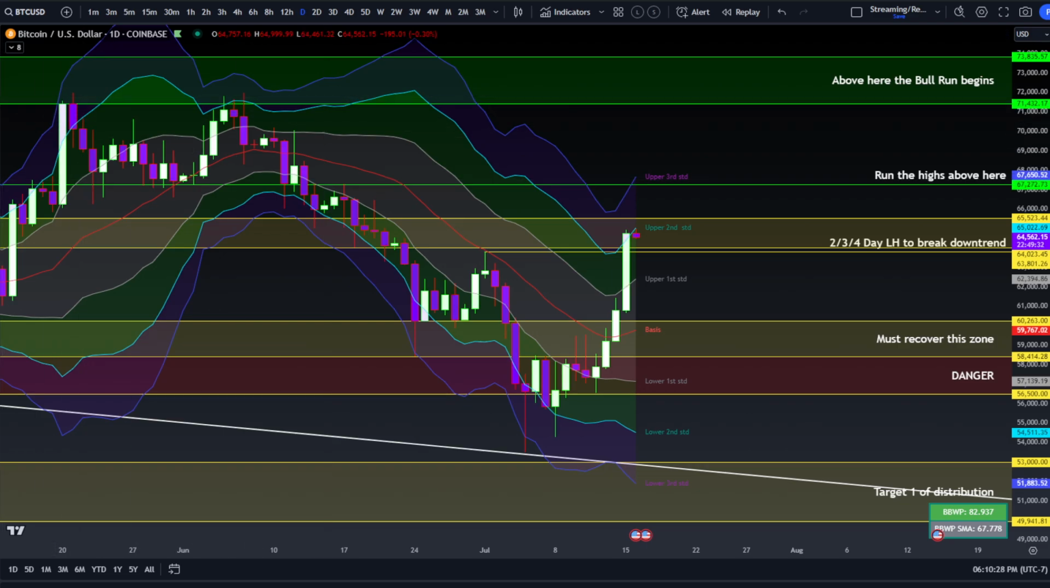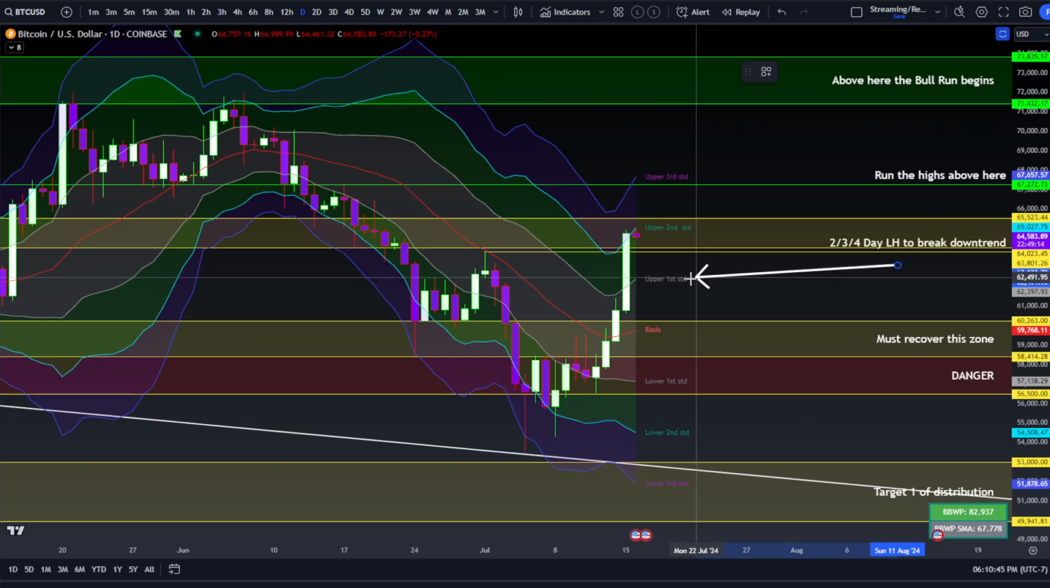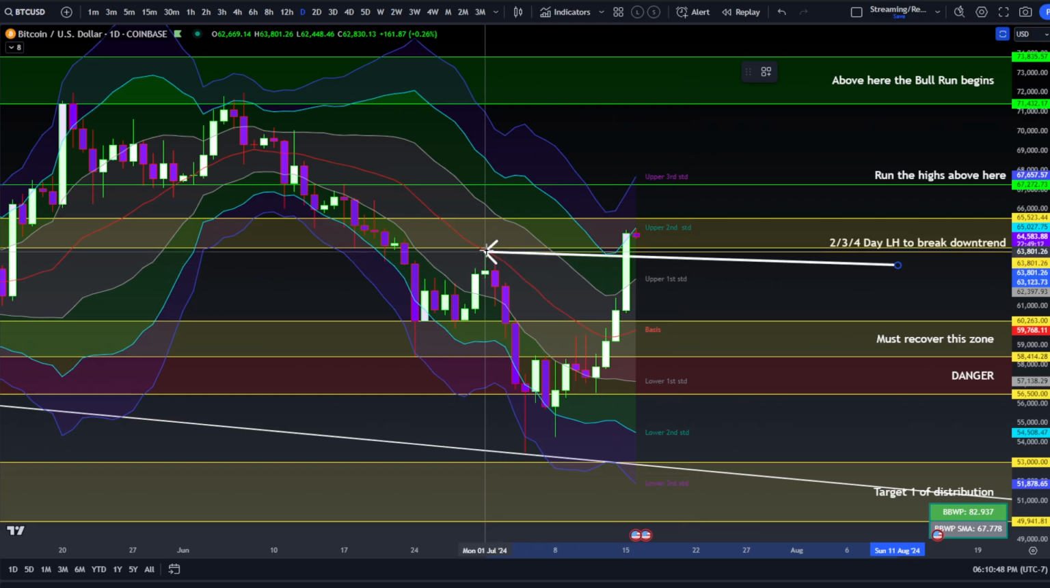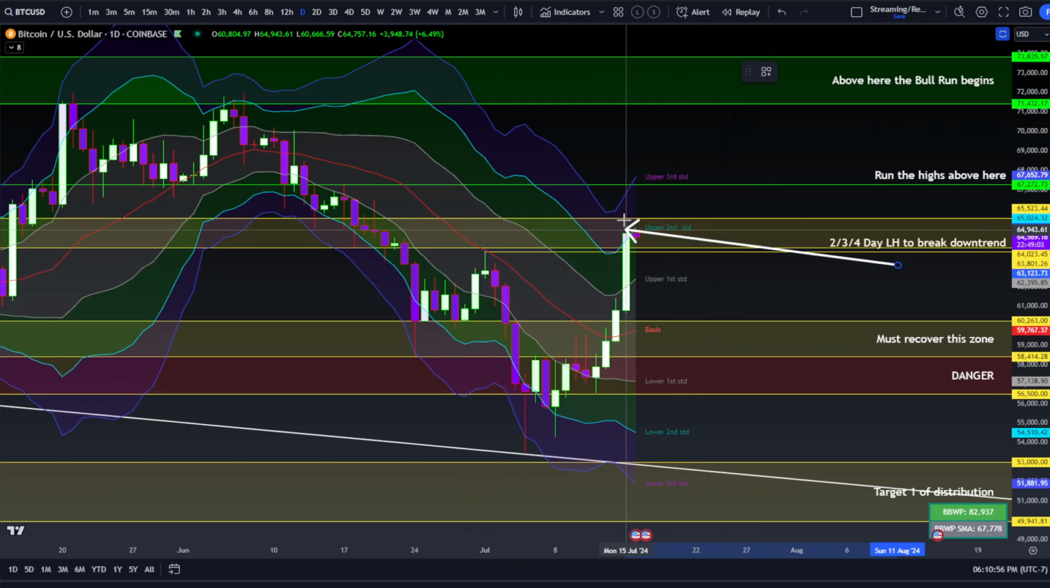So pullbacks, let's see where we have confluent pullback areas. Upper first is right around this high side structure. Upper first is at, actually, no, it's not. Forgot log scale. No, it's not too far off. 62,800, yeah, 62,800 is not far off. 62.5 basically, upper first. Could it swing down to the upper first for support? Absolutely. No issue with that.